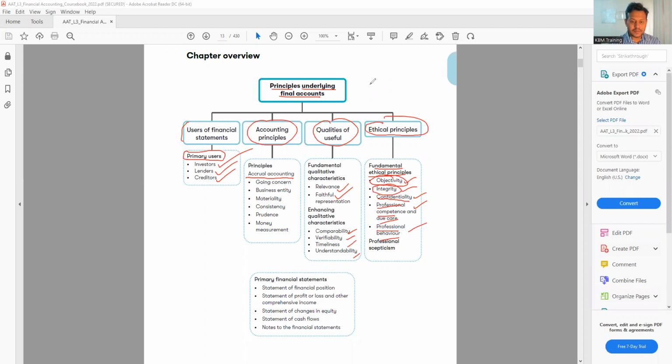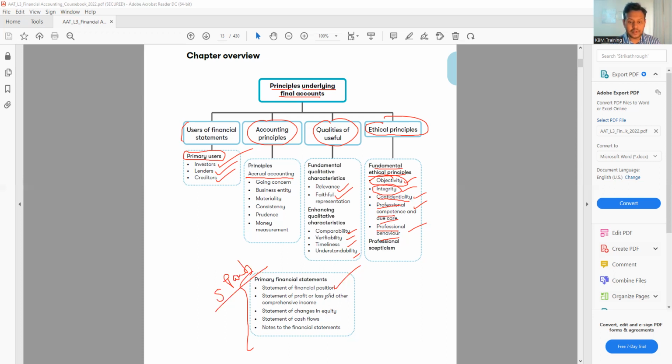All right, then we have a few more things. The primary financial statement. Now, the financial statement has five parts. So if someone asks you how many parts the financial statement has, we have five parts. The first one is a statement of financial position. That is the balance sheet. We show the assets, the equity and the liability.